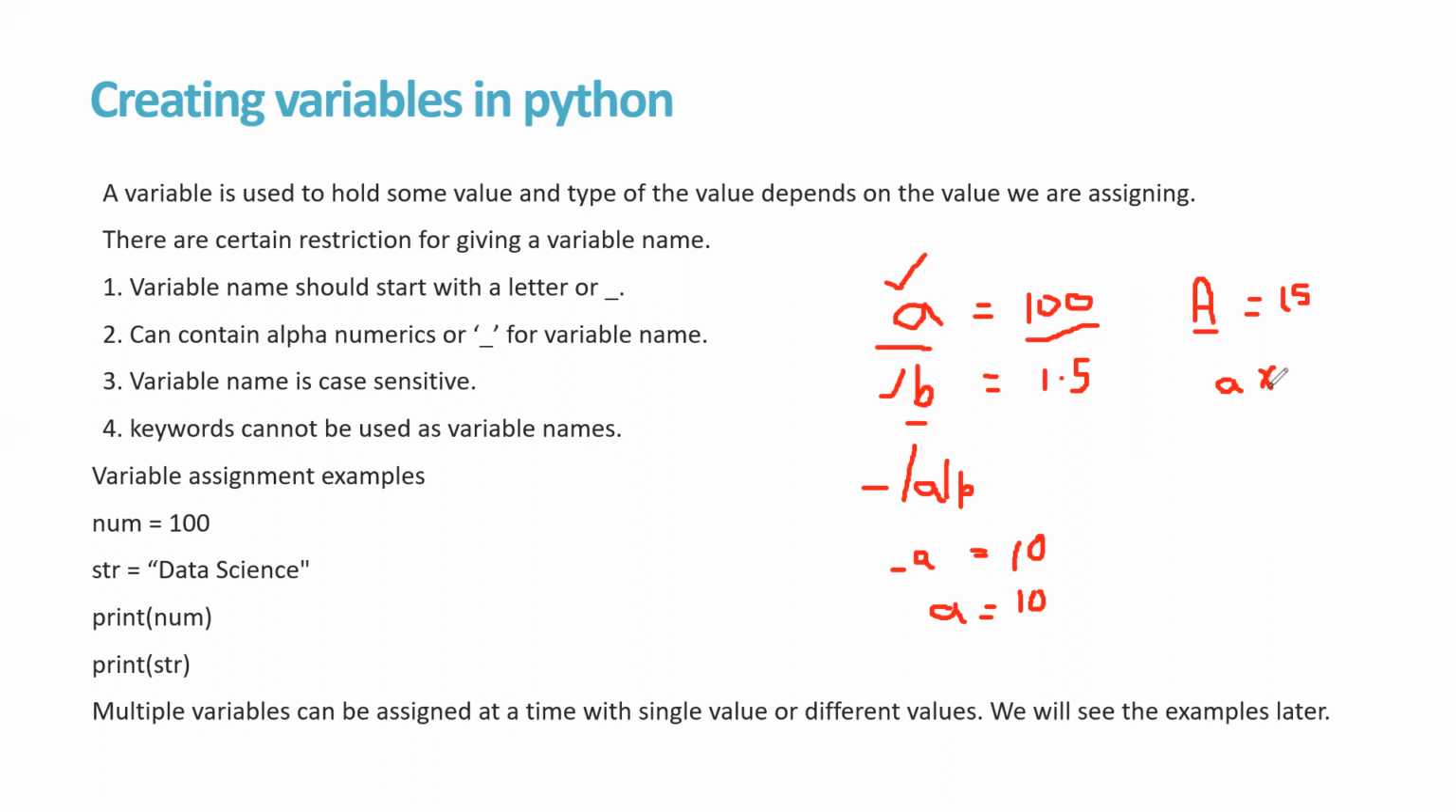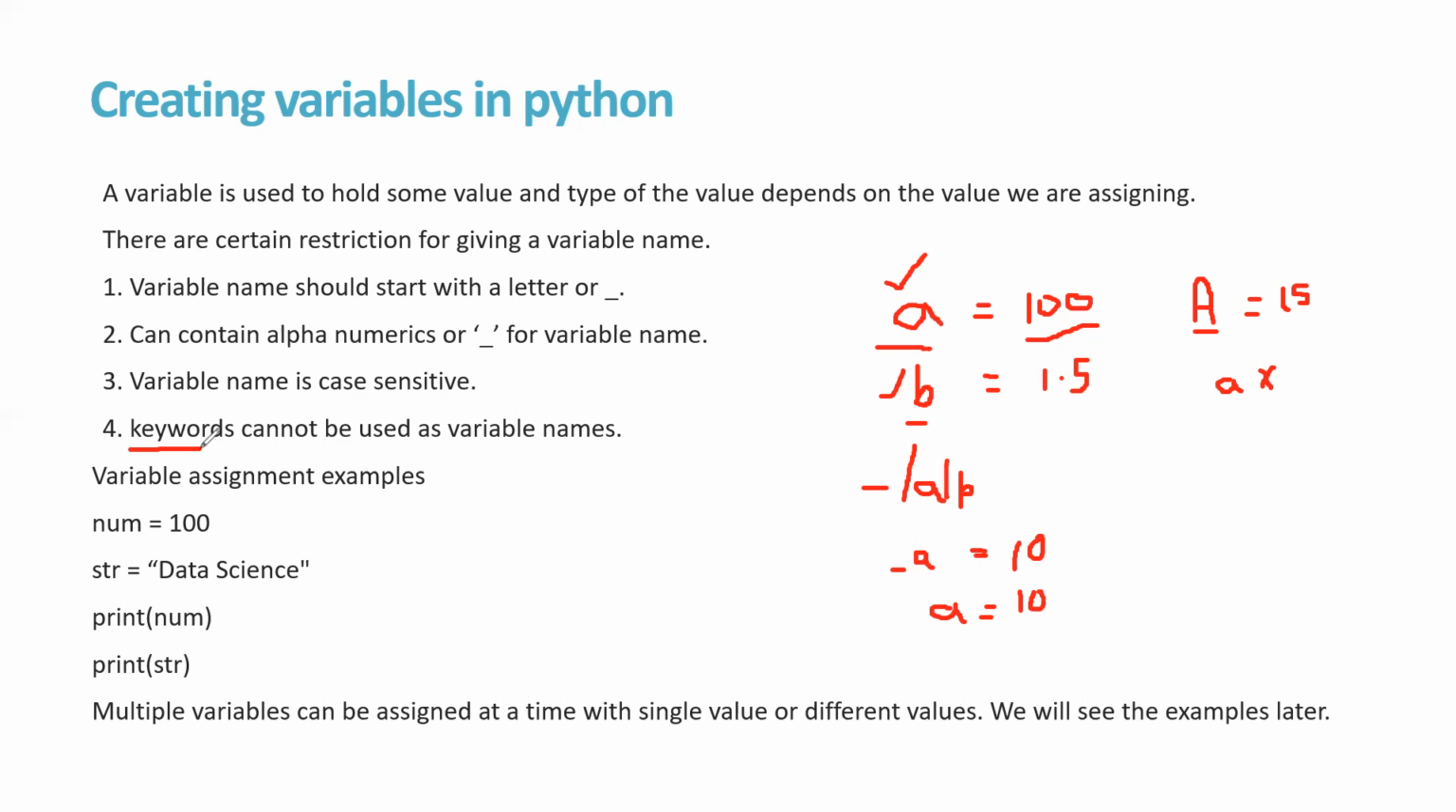And there is something called keywords. The last restriction is keywords. Keywords cannot be used as variable names. You might be asking what sort of keywords those are. Keywords are something which are used for a specific purpose in a programming language, and those cannot be used as a variable name.